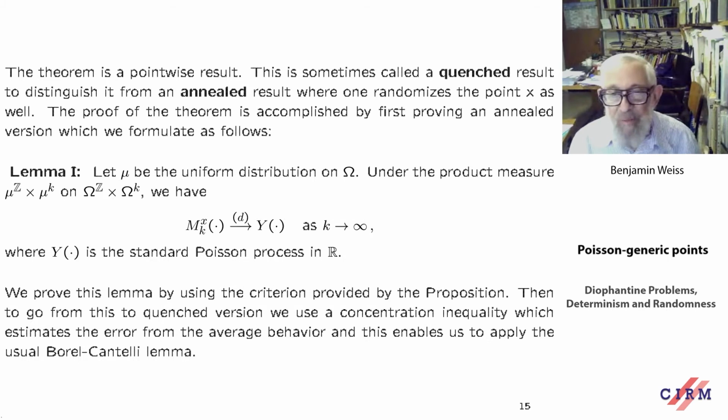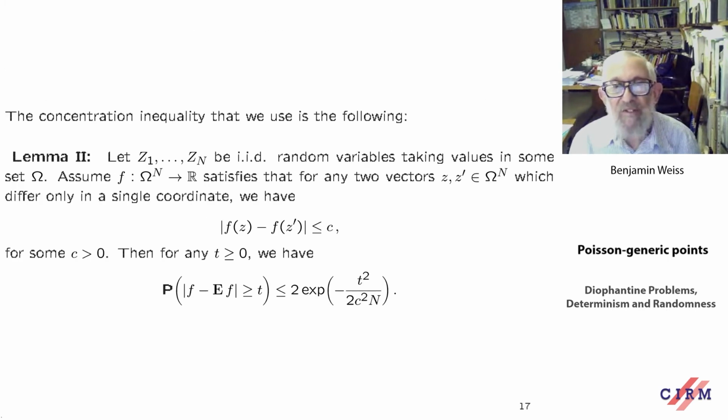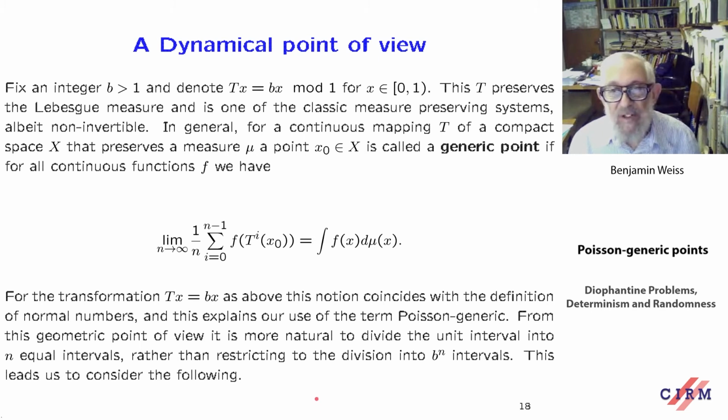So after this brief discussion, I want to pass to a more dynamical point of view. And here I'm changing gears a little bit because I now want to focus on the dynamical aspects of this. So I've already said that the transformation T equals bx mod 1 preserves the Lebesgue measure, one of the classic measure preserving systems, although it's not invertible.